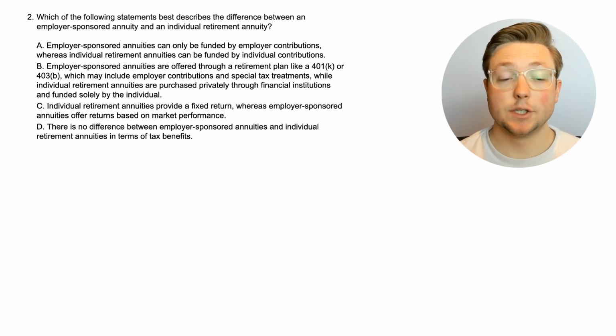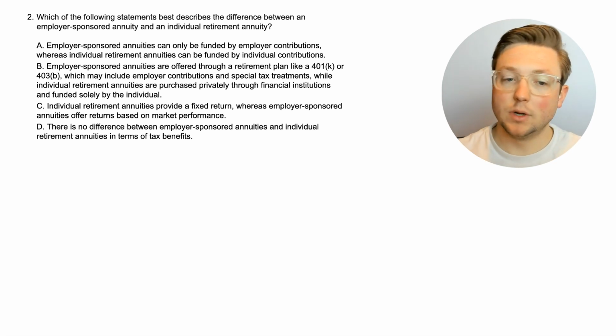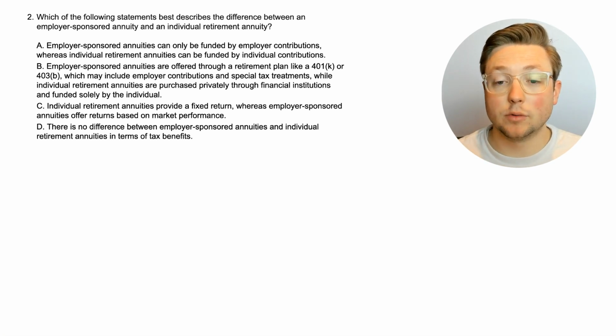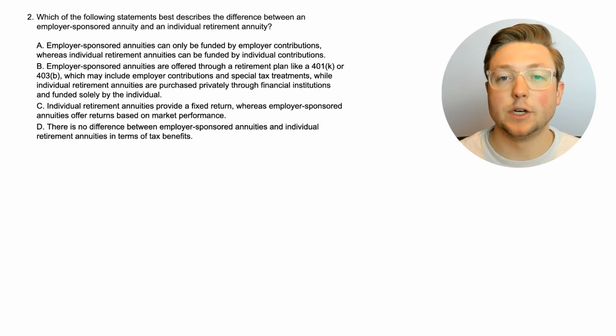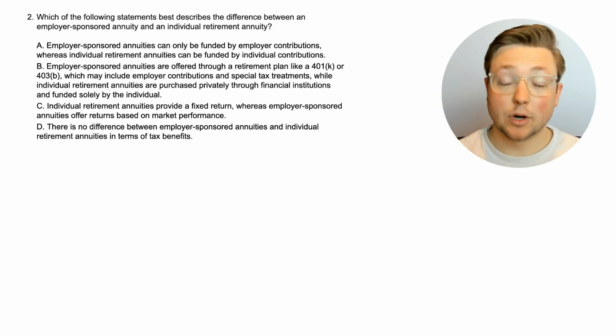Okay, here is question 2. Which of the following statements best describes the difference between an employer-sponsored annuity and an individual retirement annuity? So apparently there's 2 different kinds of annuities, employer-sponsored and individual retirement. Just based off of that, by the way, you can probably think through these responses and reverse engineer your way through it without even knowing very much about annuities. Just think about what the words mean. With that said, try to figure this out, and when you're ready, come back, we'll look at the answer together.